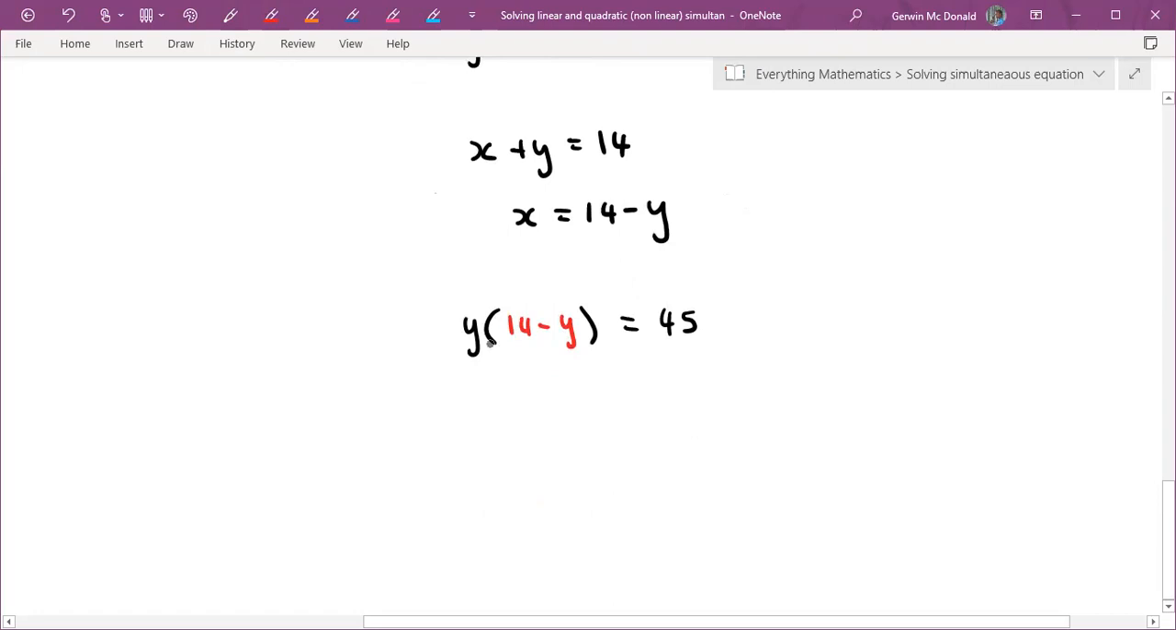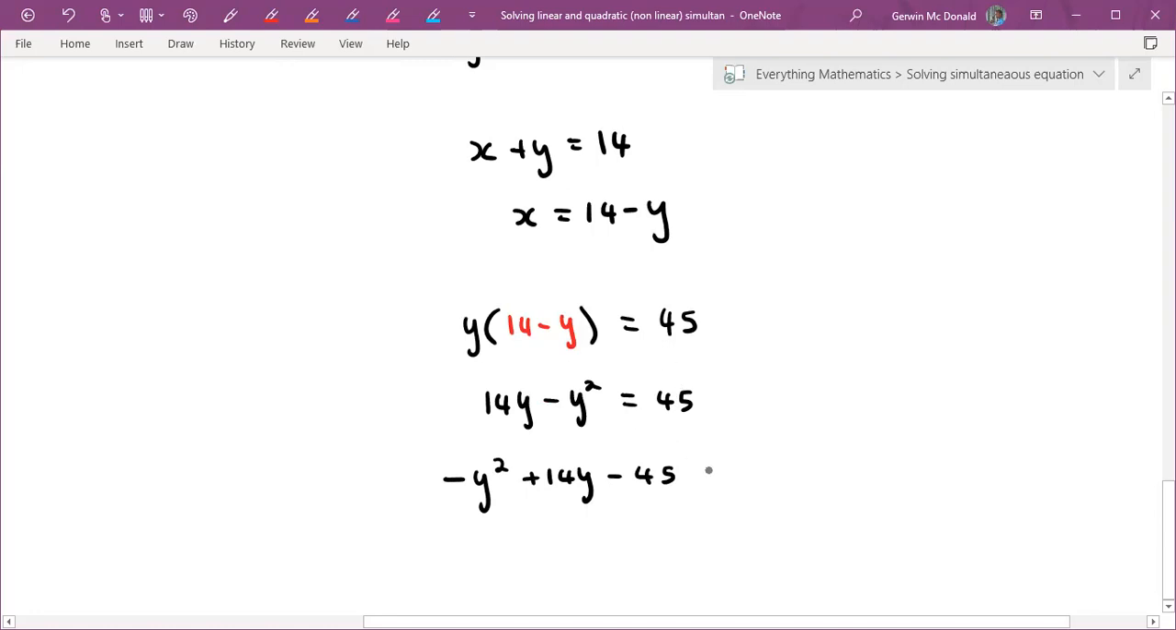So I distribute here, I distribute my y, and I will end up with 14y minus y squared is equal to 45. Yep. And then after, I go on the other side, I just shift around. I like my powers, the higher power to the highest, and then I go down. So this is the same as minus y squared plus 14y minus 45.